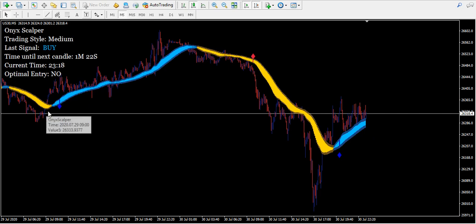Okay. So a blue band is a buying market. This yellow band is a selling market. And then this dot over here simply tells you that that's an optimal entry over there.